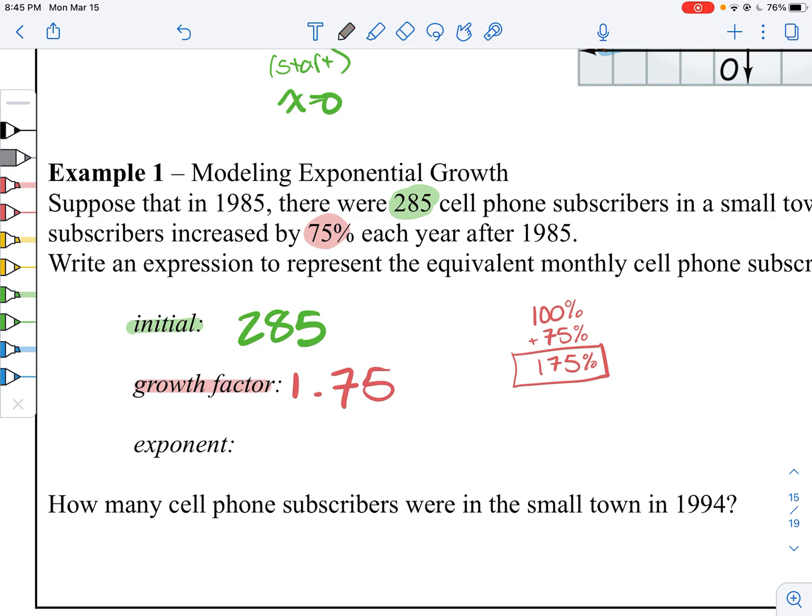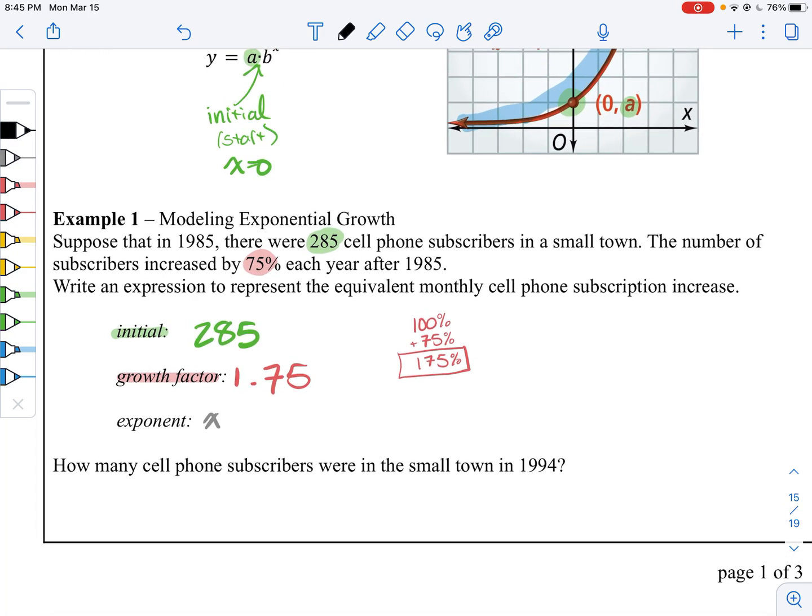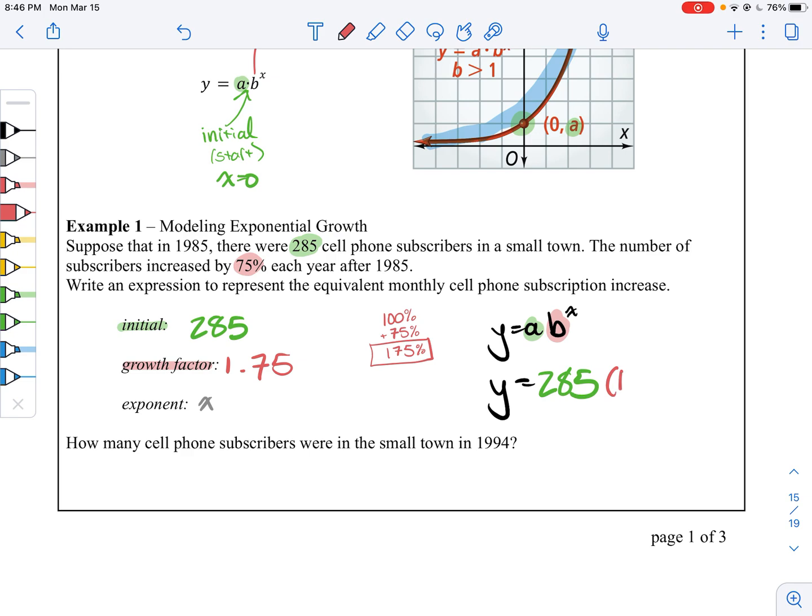And our exponent is always x. So if we're going to follow the pattern, y equals a times b to the xth power, then that's going to put us at y equals 285, because remember our initial is represented by a, our base is represented by b, times 1.75 raised to the power of x. X is always our exponent.